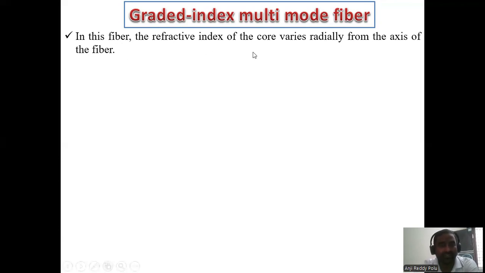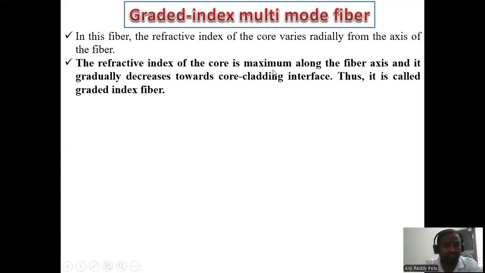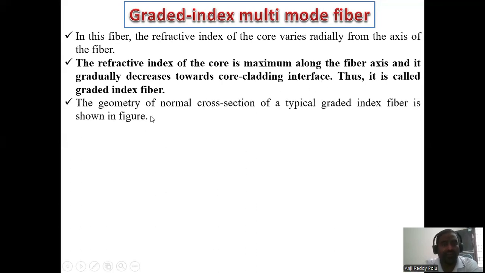In this fiber, the refractive index of the core varies radially from the axis of the fiber. The refractive index of the core is maximum along the optical fiber axis, and it gradually decreases towards the core cladding interface. Thus, it is called graded index fiber. The geometry of the normal cross section of a typical graded index fiber is shown in the figure. In the next slide, we will observe the diagram.